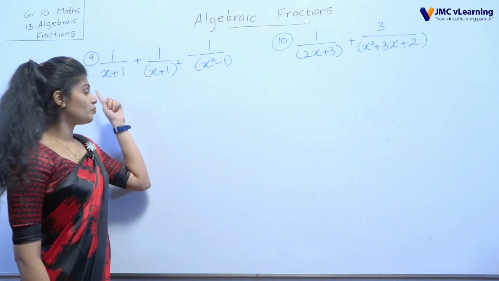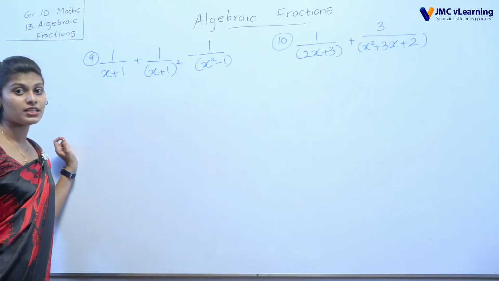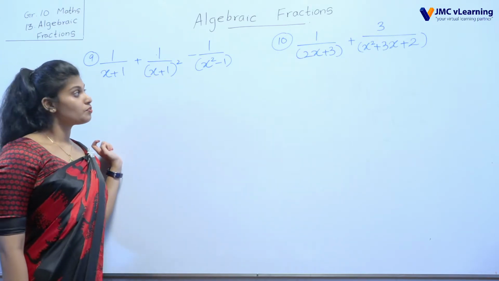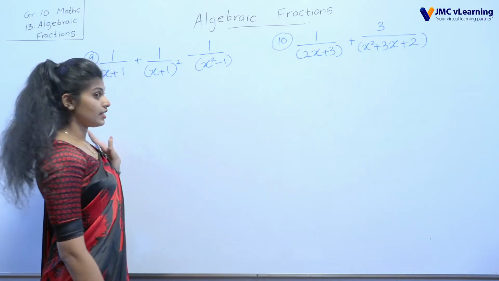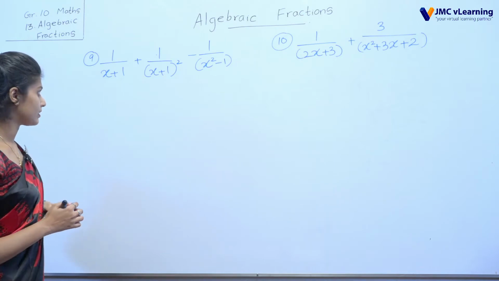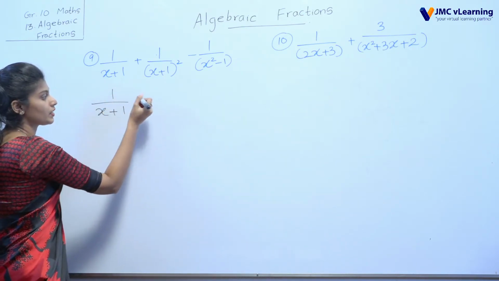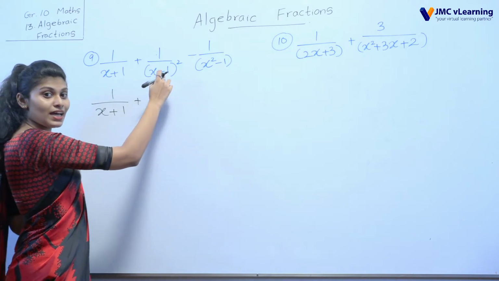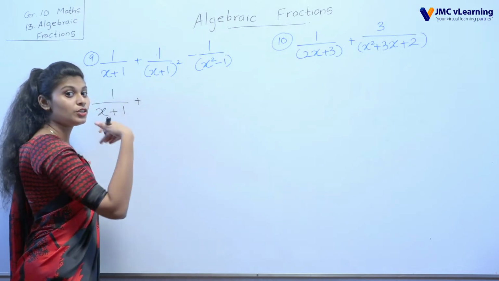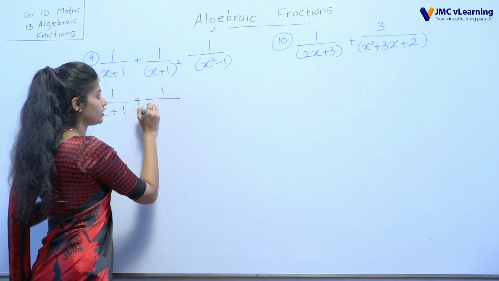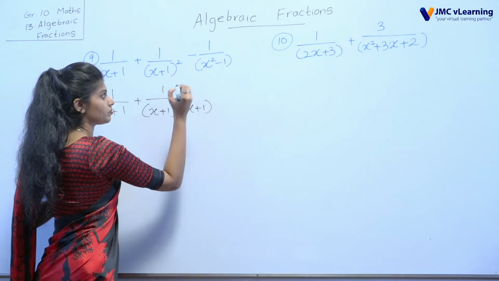9th one. 1 over x plus 1, add 1 over x plus 1 squared, minus 1 over x squared minus 1. Then let's expand each of these denominators. Here there is no need to change the first denominator. Then x plus 1 squared means you have to multiply x plus 1 two times, 1 over x plus 1 into x plus 1.